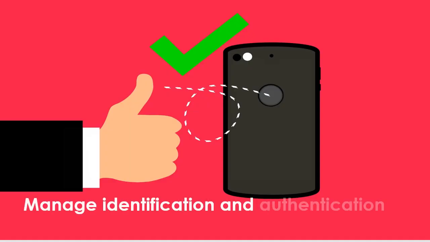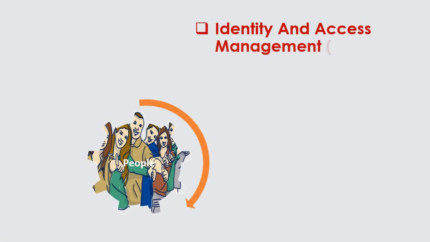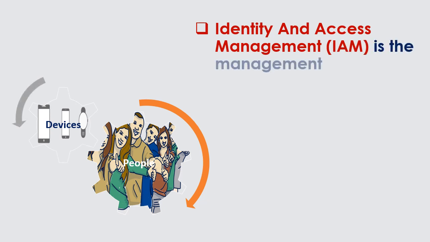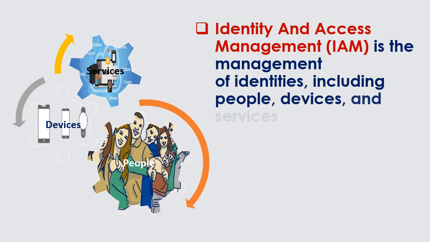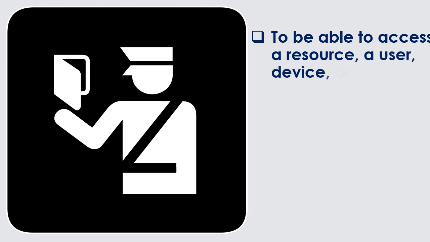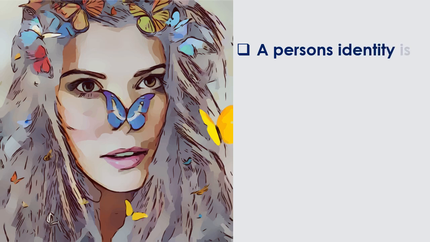Manage identification and authentication of people, devices, and services. Identity and Access Management, IAM, is the management of identities, including people, devices, and services. To be able to access a resource, a user, device, or service must provide an identity. A person's identity is who they are.